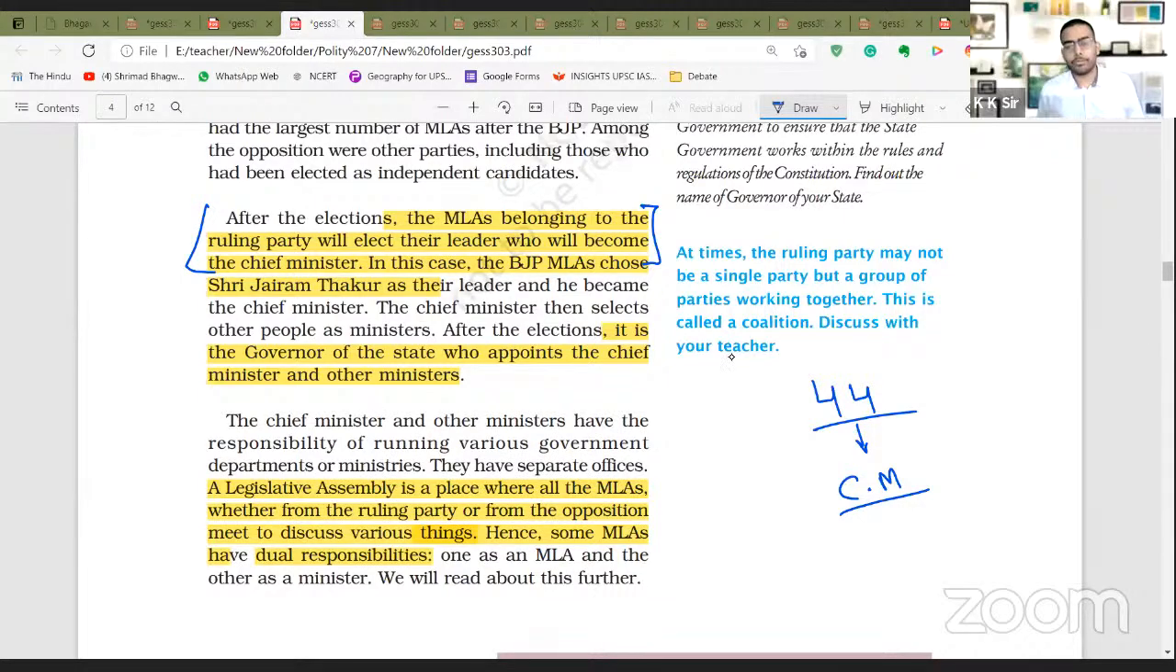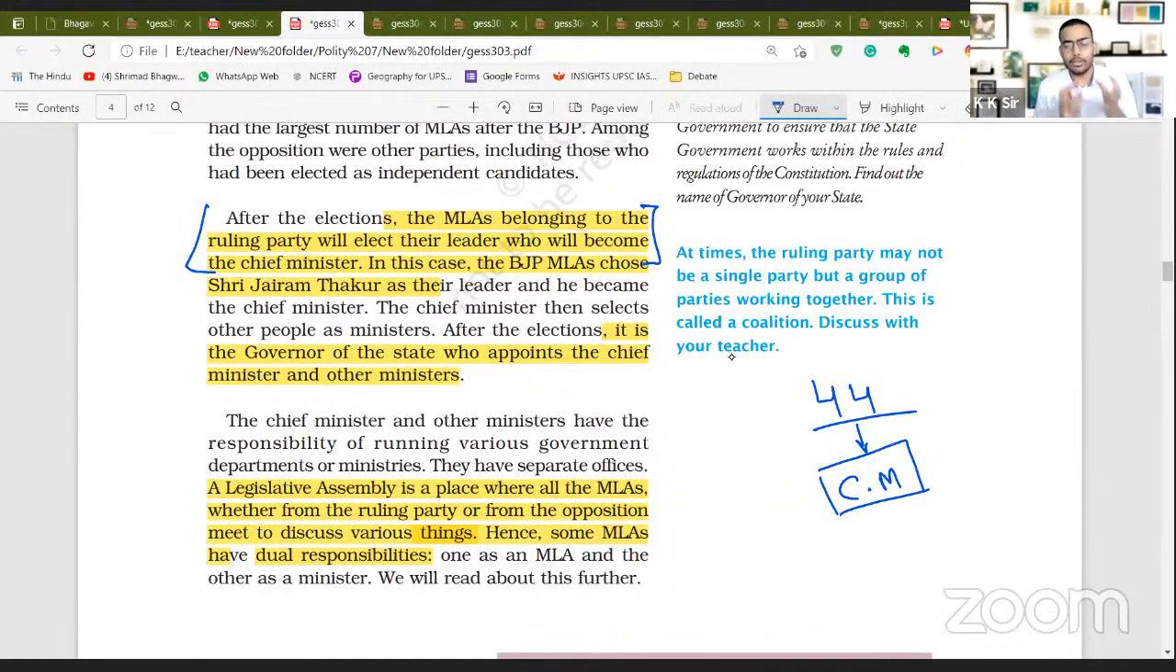Okay, so they will elect a leader among themselves, and he will become CM. या एक लीडर चुनेंगे, उसको हम लोग CM बोलेंगे.